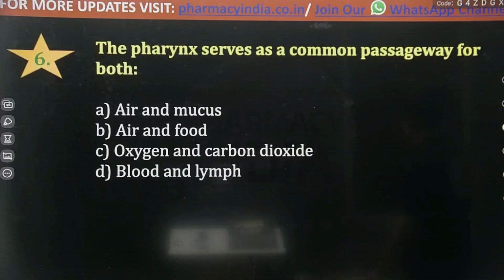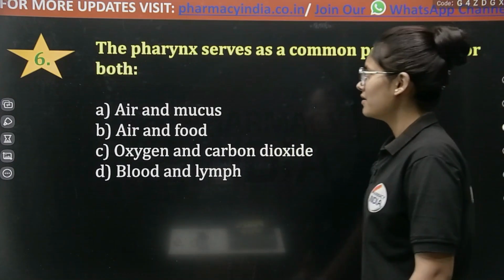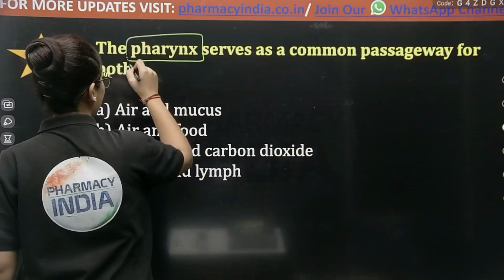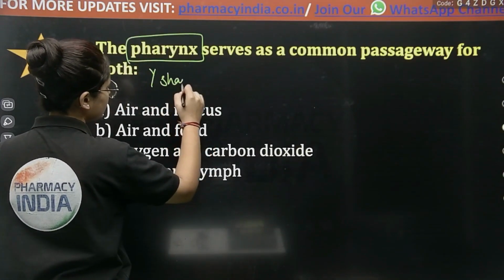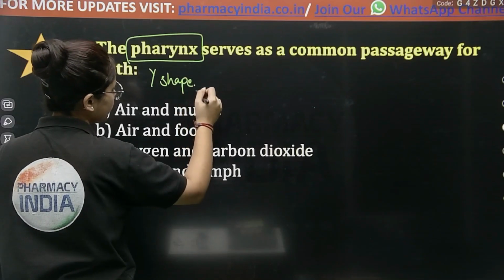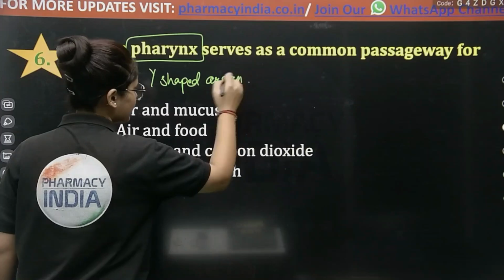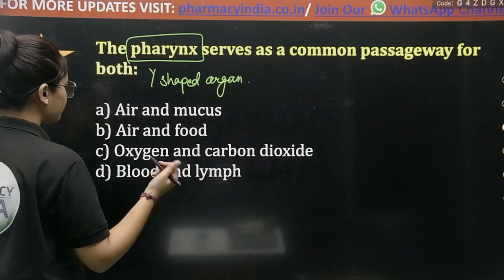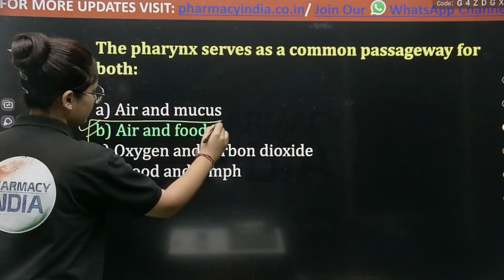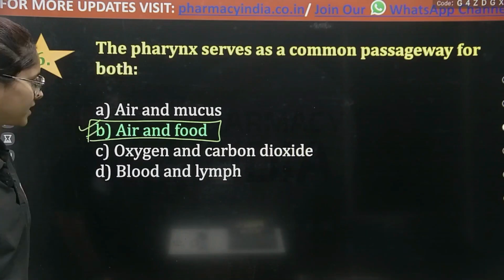lungs. The pharynx serves as a common passageway for both air and food. Basically, pharynx is a Y-shaped organ and is responsible for passageway for both food and wind, means food and air. So option number B will be correct.